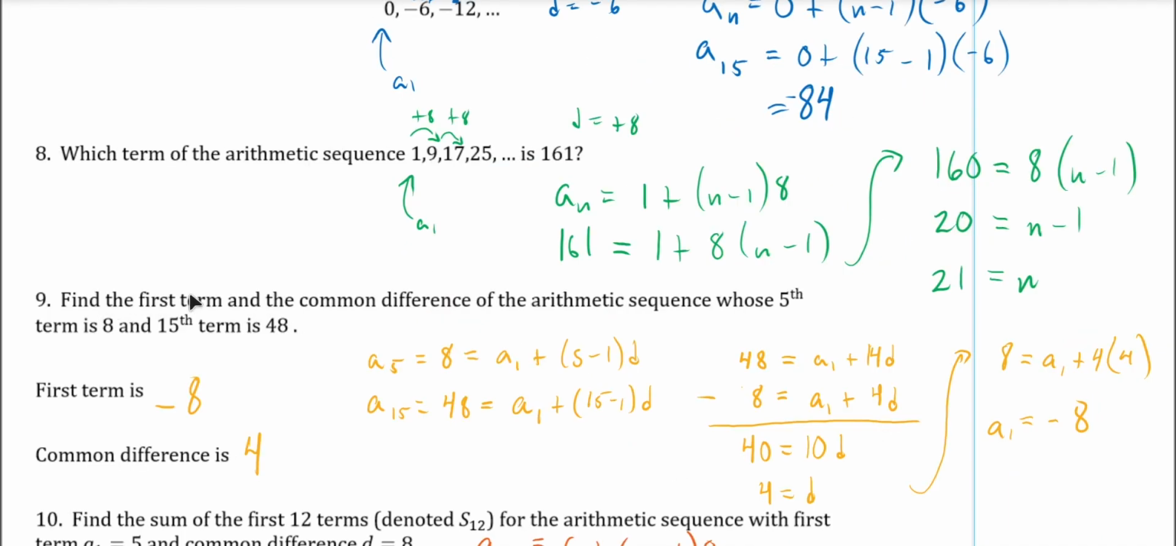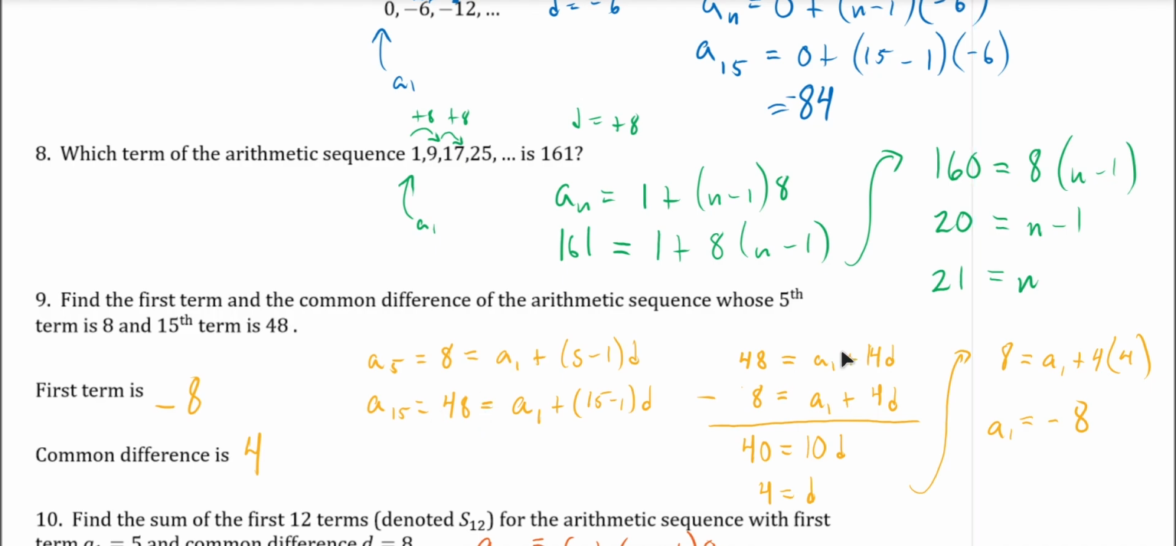Here's another one where we have to find the first term and common difference given two arbitrary elements of the sequence. So we know it's arithmetic, so we know it has the form as given before, and we also know the 5th term and the 15th term. They tell us that the 5th term is 8 and the 15th term is 48. So we could write those down like this, and now what we want to do is figure out what a1 and d have to be. But this is in fact a system of equations.